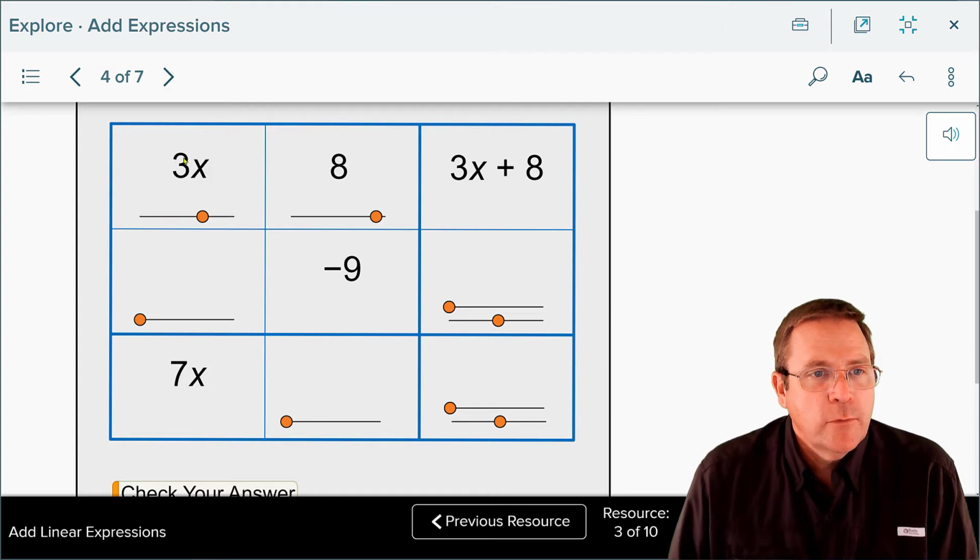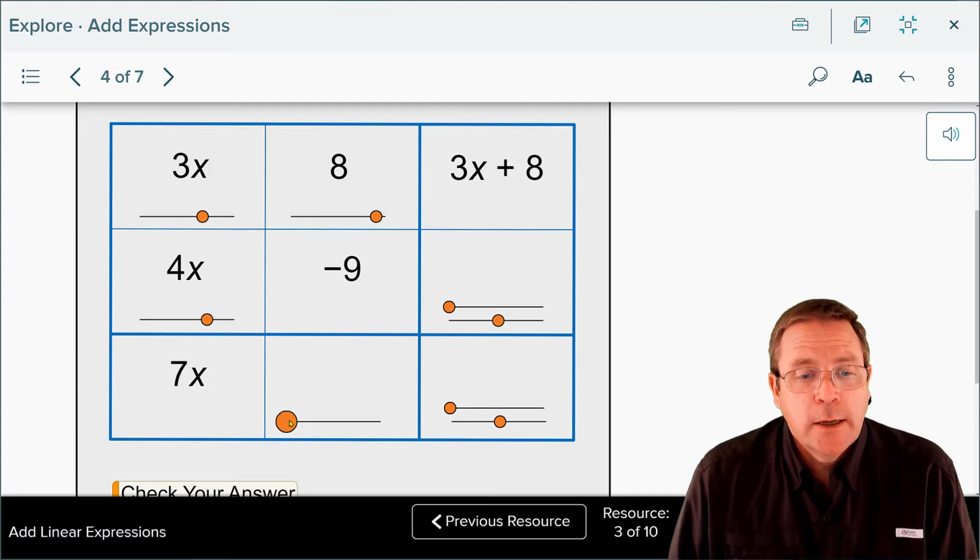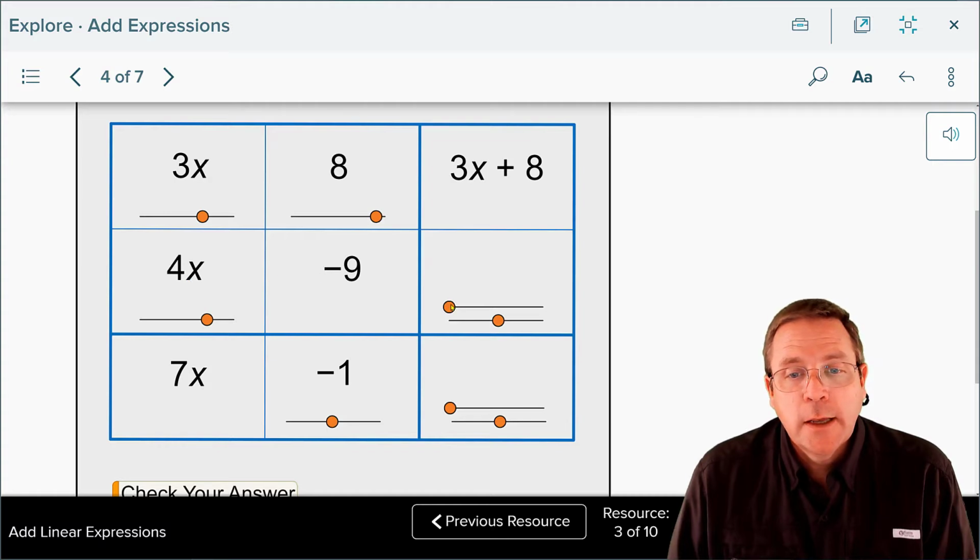Now going this direction, 3x plus something is 7x. That something has to, of course, be 4x. 3 plus 4 is 7. Right here, 8 minus 9, well, that's going to become a negative 1. And then for this one, 4x minus 9 is what's going to go here. So that's a positive 4x minus 9. That goes from this way.